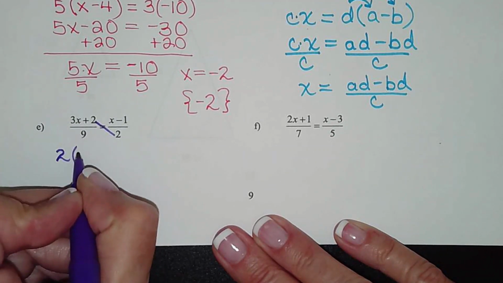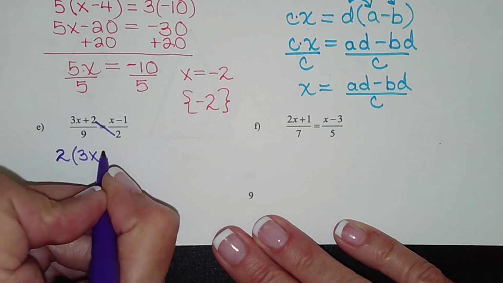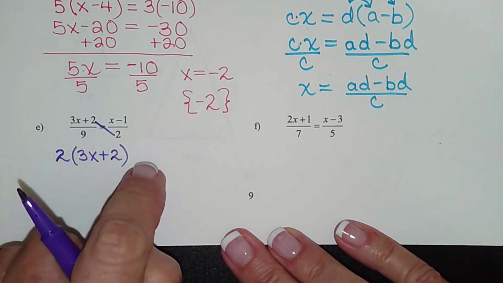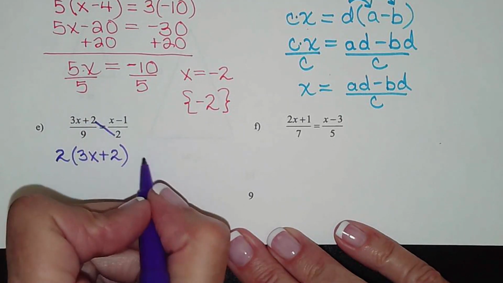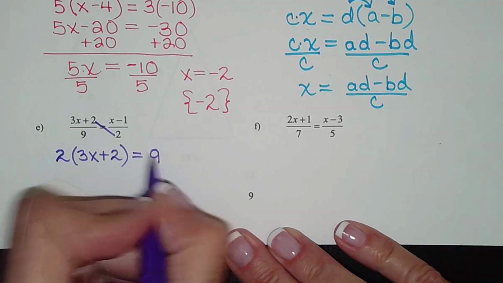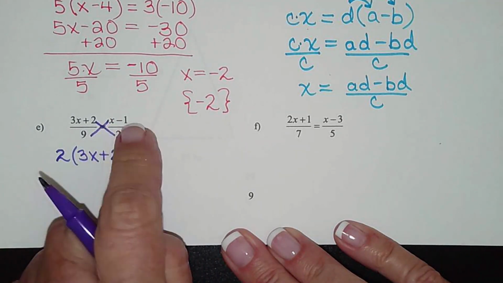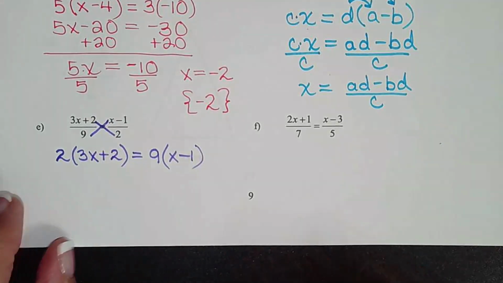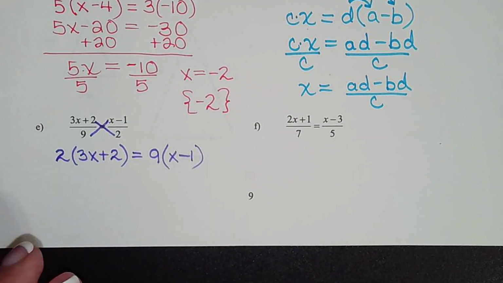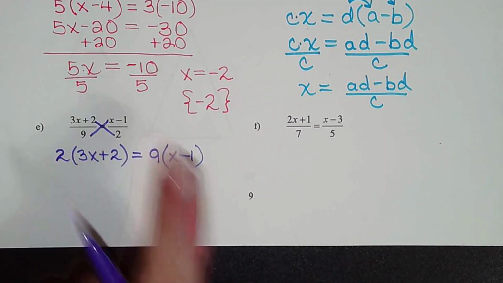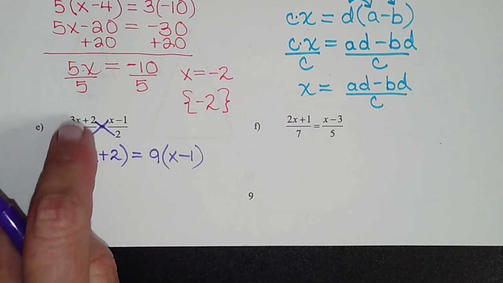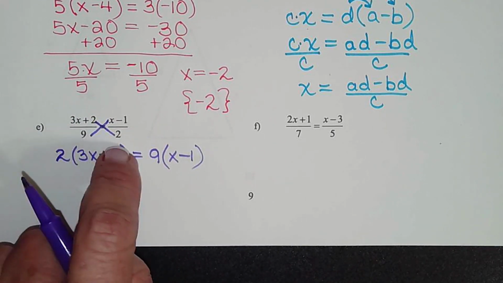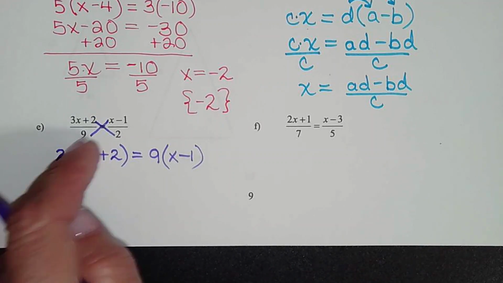So 2 times, and remember, whenever you have 2 or more terms, you have to put them in parentheses. So 2 times (3x + 2) equals 9, 2 terms, so again parentheses. So there's your new equation. Instead of multiplying by the LCD, which we still could on these, it would just take longer because it's a single fraction on the left, single fraction on the right, we can simply set our cross products equal.